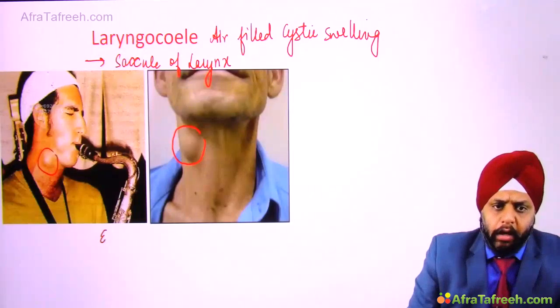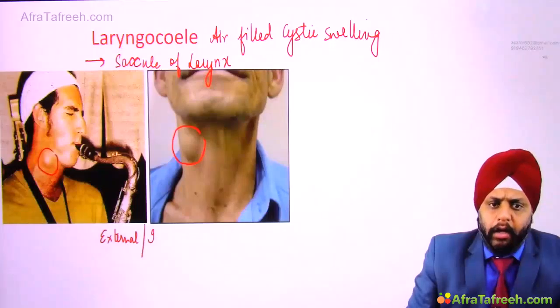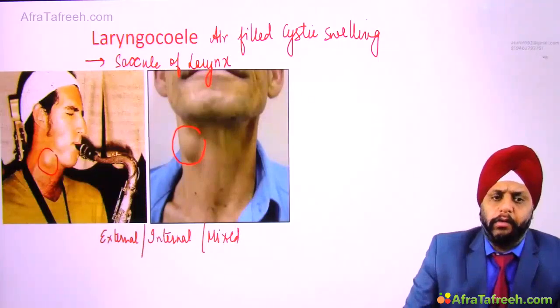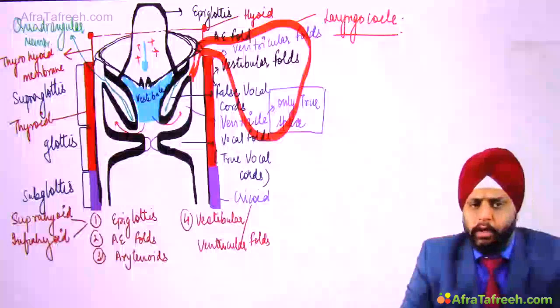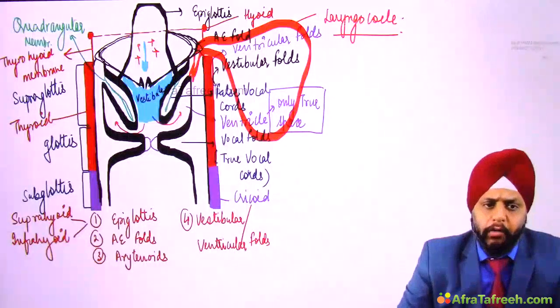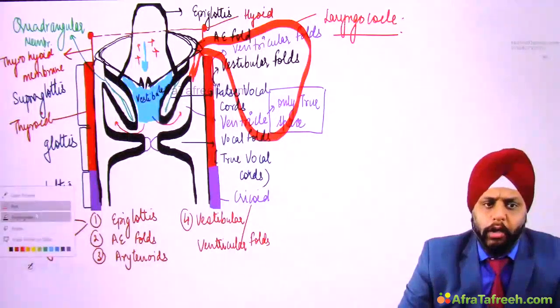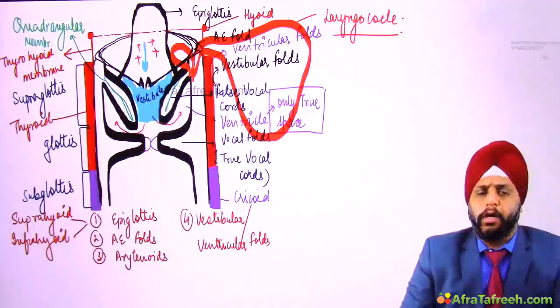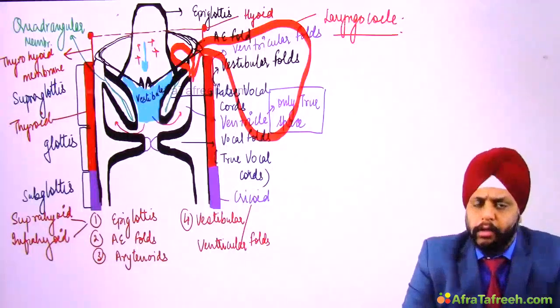It can be an external laryngocele, it can be an internal laryngocele, or it can have both the components. It can be a mixed laryngocele. Just look over here. What we saw was an external laryngocele, or it can grow inside. So it can grow like this. It can be an internal laryngocele, or it can have both the components, external and internal.